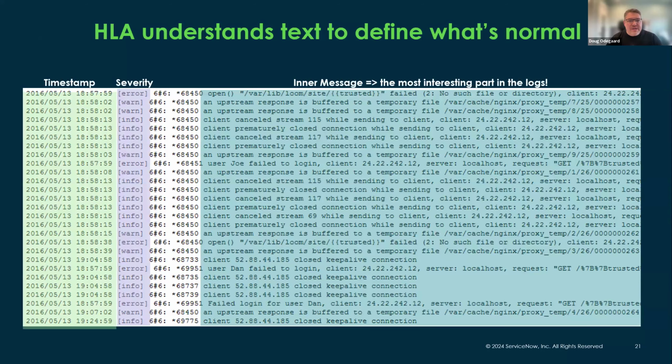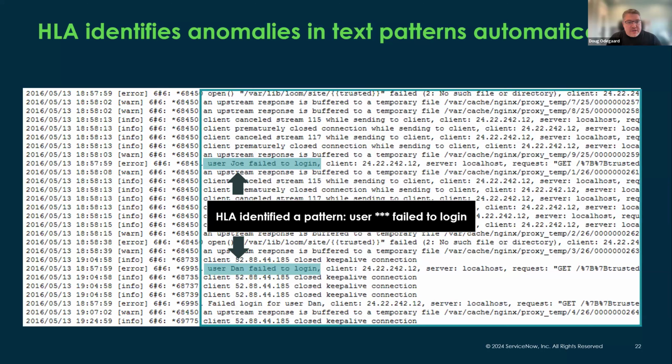Now, HLA understands text to define what's normal. So as we know, logs are basically textual data that comes in. And you'll see that they're often broken up into, as this is showing, a timestamp, a severity, and then the inner message, which is the most interesting part of the logs. And in this particular case, HLA actually identified a pattern inside of it. It was able to see user Joe failed to log in or user Dan failed to log in. So what does this mean?